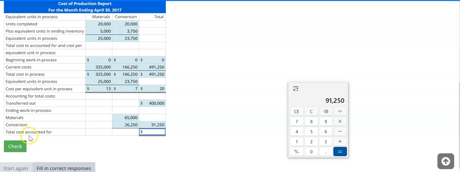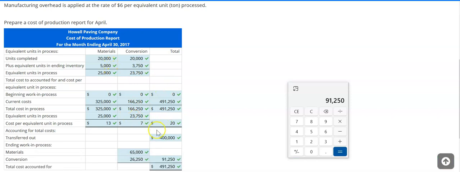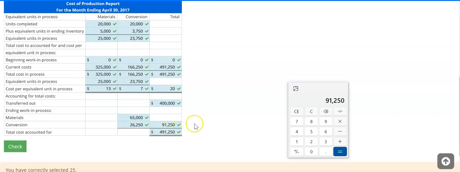And then all I have to do, total cost accounted for, is just the sum of these. So 91,250 on top of 400,000. Again, I think we can do this without a calculator, I hope. There it is. Okay. And then we've got our little checkbox here. So let's make sure that I don't think I could have made a mistake there. But notice all of our answers are in fact right. So that's great and everything.